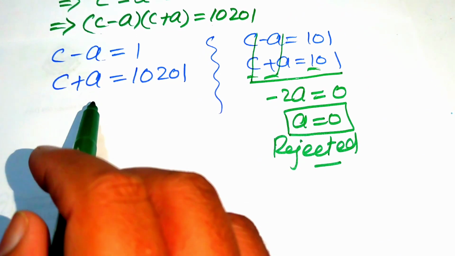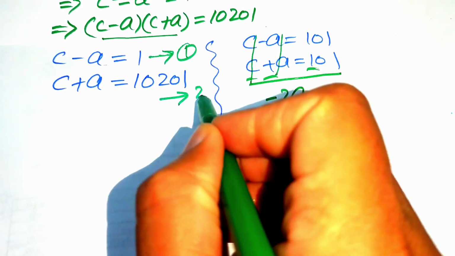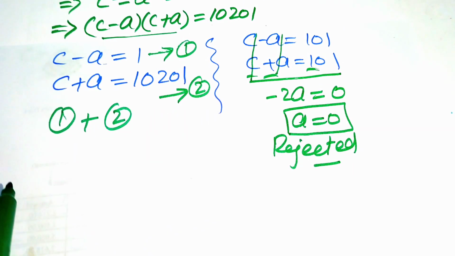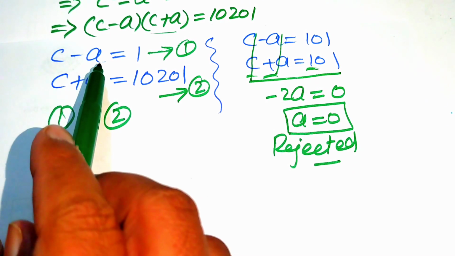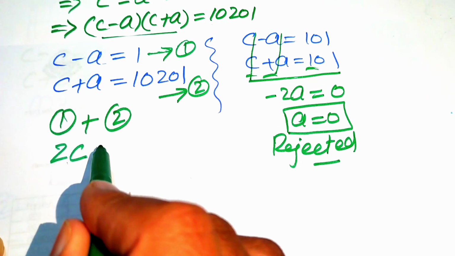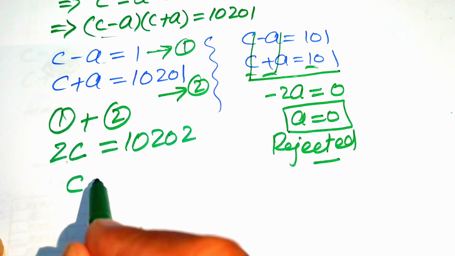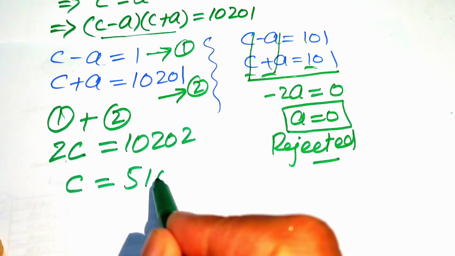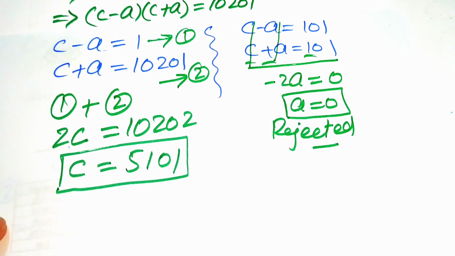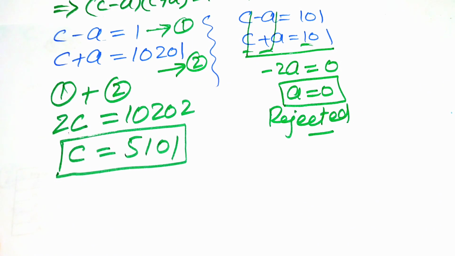And in this case we find the values of a and c, so we call this equation number 1 and we call this equation number 2. So now first we add equation number 1 and equation number 2. When you add these two equations, you see here the negative and positive cancel each other, and you get c plus c, 2c, and we add these values and you get 10,202. So here you get the value of c is 5101. So this is the value of c, and now we put the value of c in equation number 1.